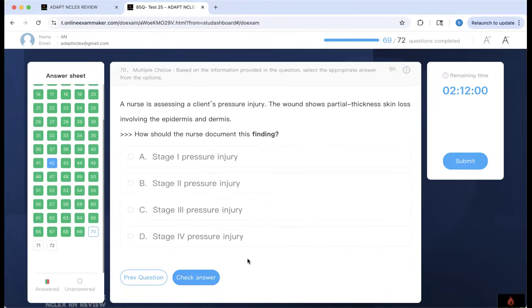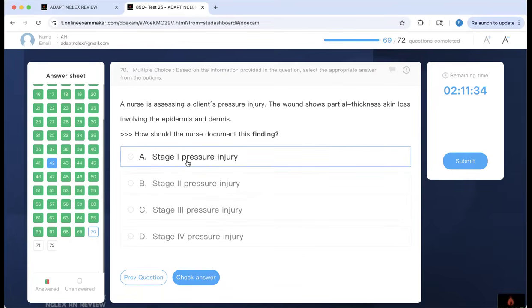And this is assessing a client's pressure injury. The wound shows partial thickness. There's partial thickness skin loss involving epidermis and dermis. Only epidermis and dermis. How should the nurse interpret this finding? Stage 1, 2, 3, and 4. It's about testing your knowledge of pressure injury. Best care and comfort. Basic.